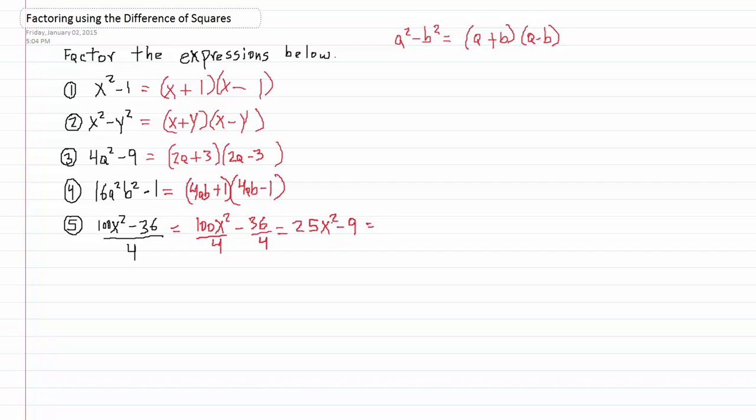But this is just a perfect square minus another perfect square. So we can factor using the difference of squares method. So the square root of the first term is going to be 5x. The square root of the second term is going to be just 3. So it's 5x plus 3, 5x minus 3.